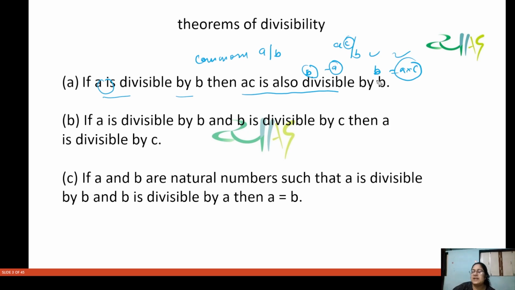Okay, so divisibility and being a factor are also a little bit similar. All right. So this is one property. Now look at this property.